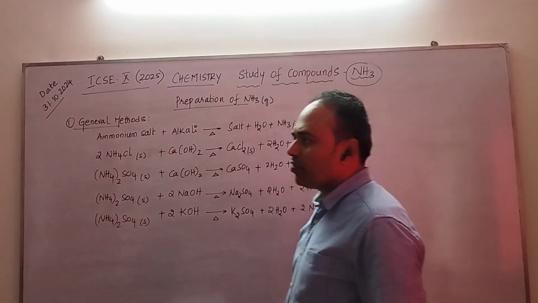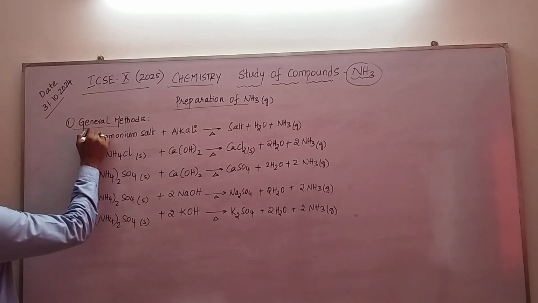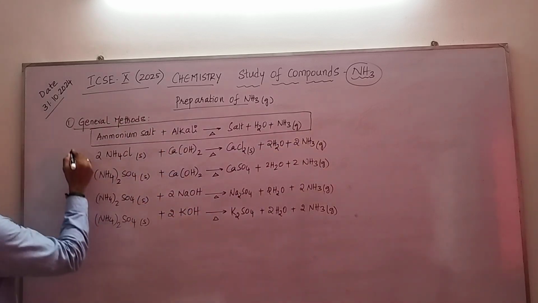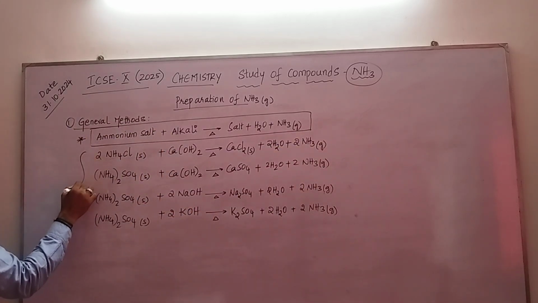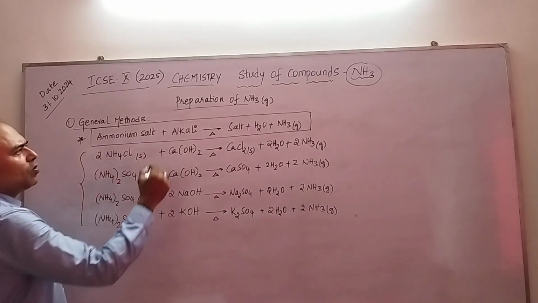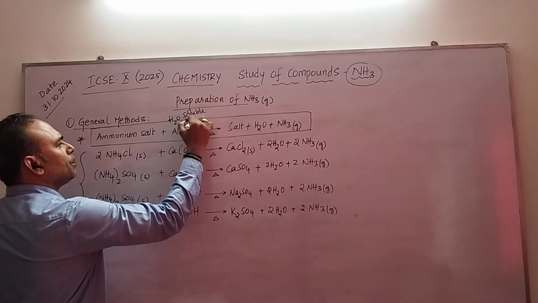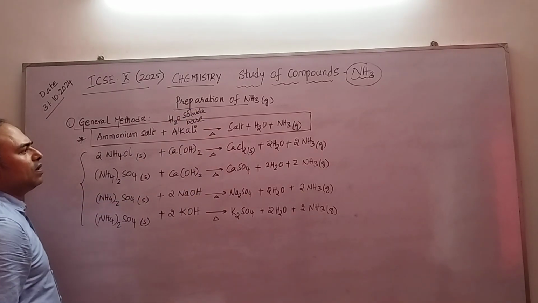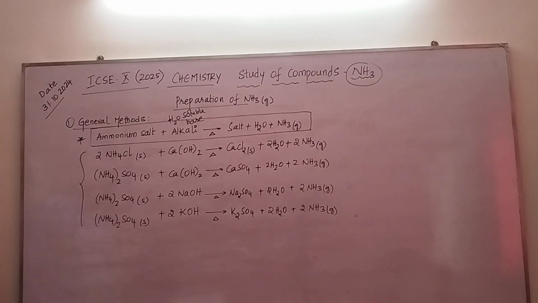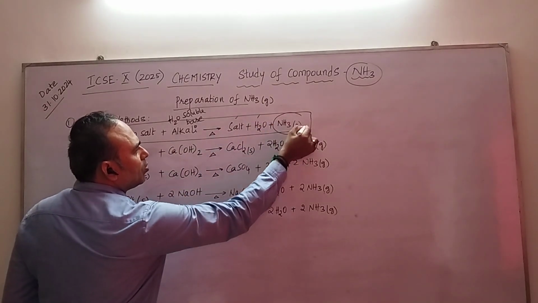Now the general methods of preparation of ammonia gas. We need to remember the general equation. So what is the general equation? Always if you remember this, you can take n number of examples like this. So ammonium salt with alkali. What is meant by alkali? A water soluble base. Examples for alkali: you can take calcium hydroxide, sodium hydroxide, potassium hydroxide. On heating that, you get salt plus water and ammonia gas is liberated.